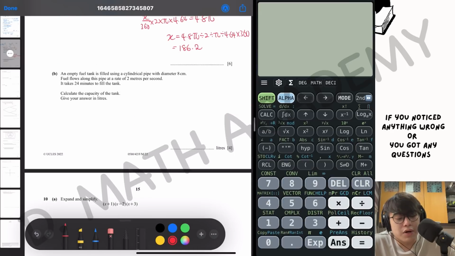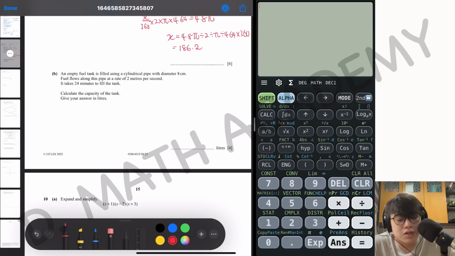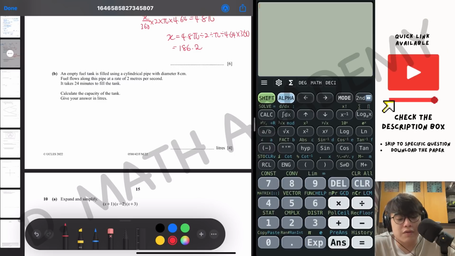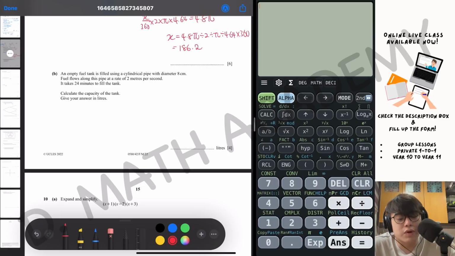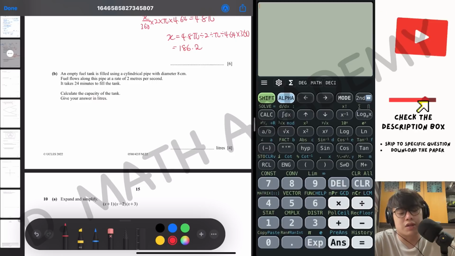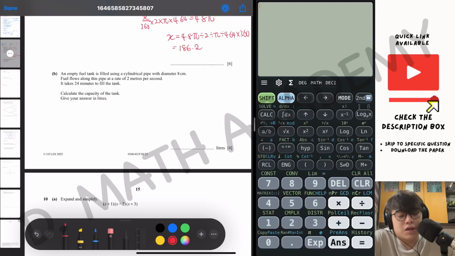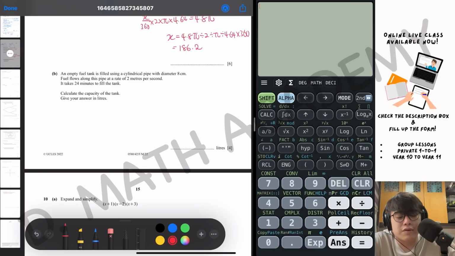Moving on to the next part. A fuel tank is filled using cylindrical pipes with a diameter of 8 centimeters. Fuel flows along the pipe at a rate of 20 meters per second. It takes 24 minutes to fill up the tank. Calculate the capacity of the tank. Give your answer in liters. Okay, so they gave us a diameter, which means you can calculate the area first.